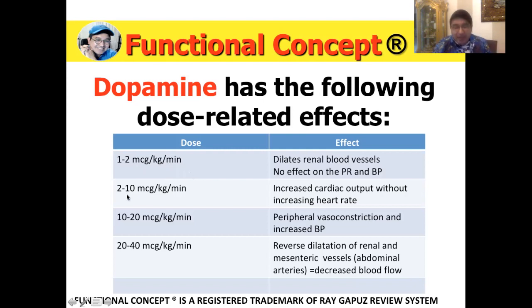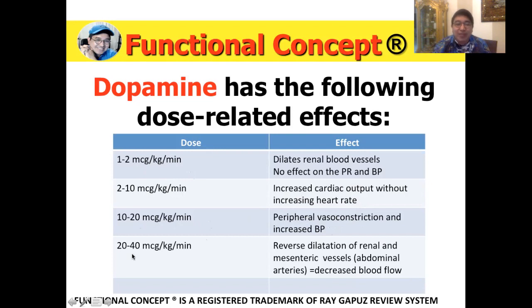Now, when the dose is increased to 2 to 10 microgram per kilogram per minute, you will have increased cardiac output without increasing the heart rate. In this case, when you have increased cardiac output, that's when your BP begins to increase. And at the level 10 to 20 microgram per kilogram per minute, there will be peripheral vasoconstriction and increased blood pressure. So in which case, it will now improve circulation.